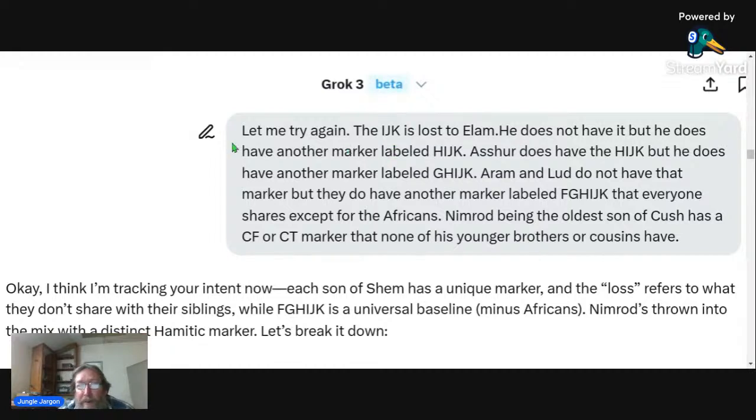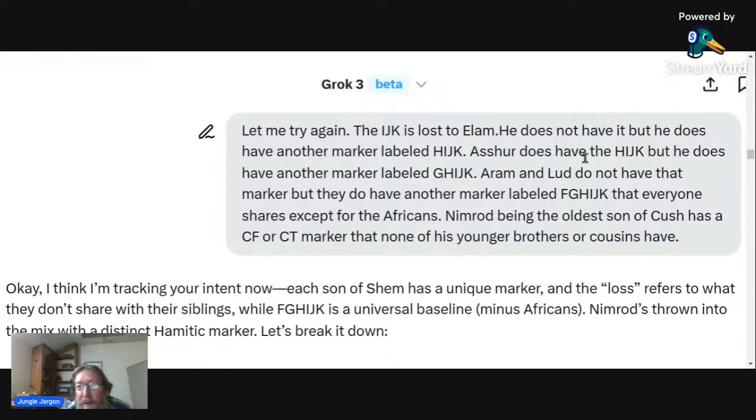But they're going from right to left as if they're gaining markers, as if this marker was gained, and as if Elam, who has an HIJK marker, gave birth to this one here. We know that's not true because the Cohen modal haplotype is definitely Arpachshad, and he definitely can share, being the oldest one, can share a marker with his uncle Japheth.